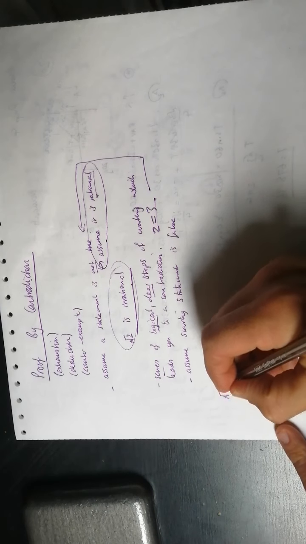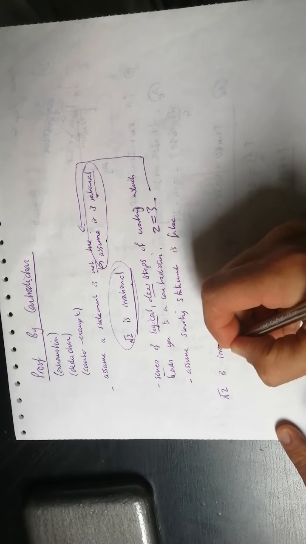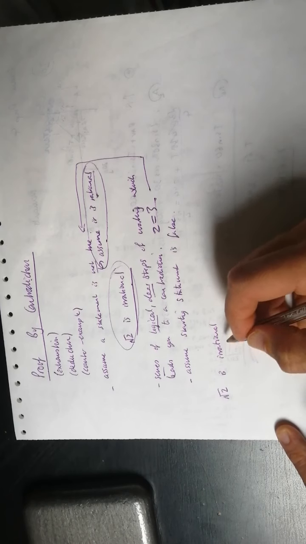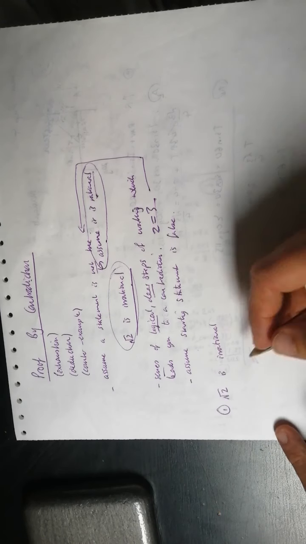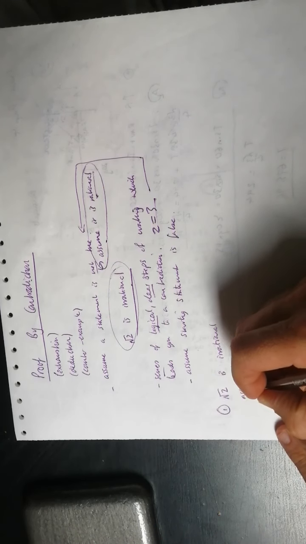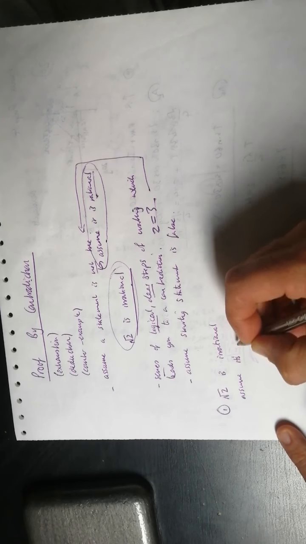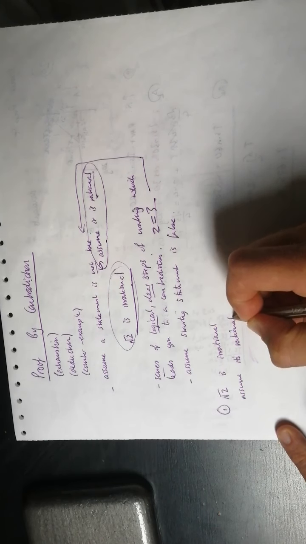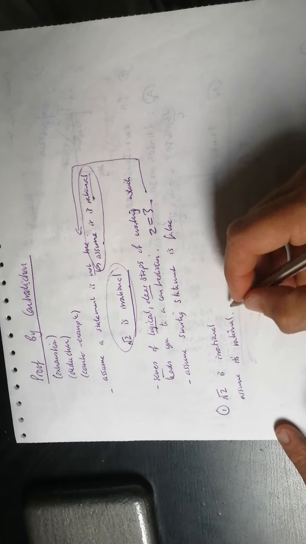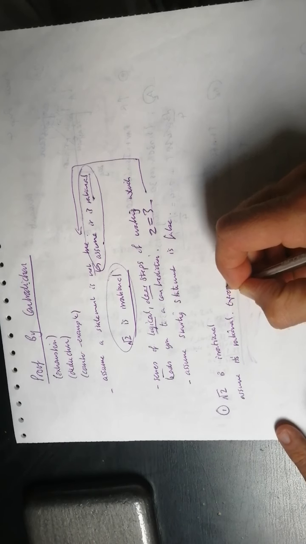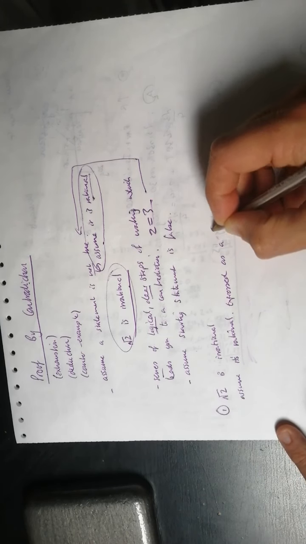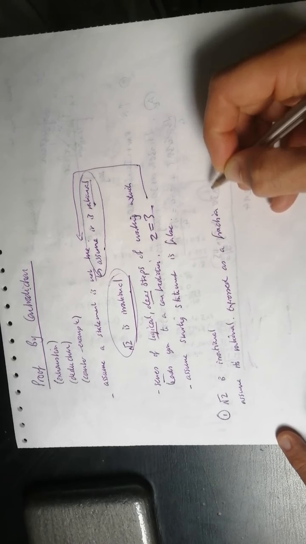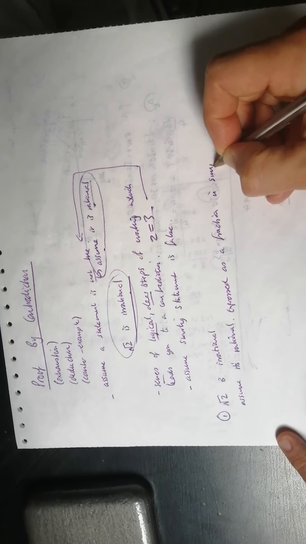Okay, so let's look at proving that root 2 is irrational. This is example 1. So say you assume it's rational. That's the first step. So what does rational mean? It means it can be expressed as a fraction in simplest form.